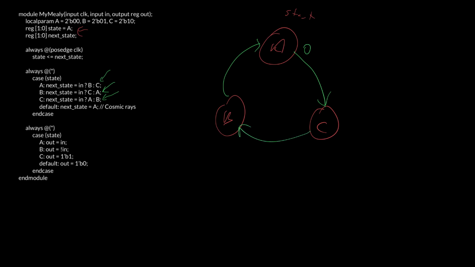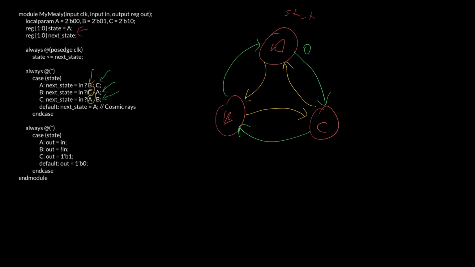Do the same for the 1 transitions. If I'm in state A and the input's a 1, I go to state B. If I'm in state B and the input's a 1, I go to state C. If I'm in state C and the input's a 1, I go to state A. These are my 1 transitions.